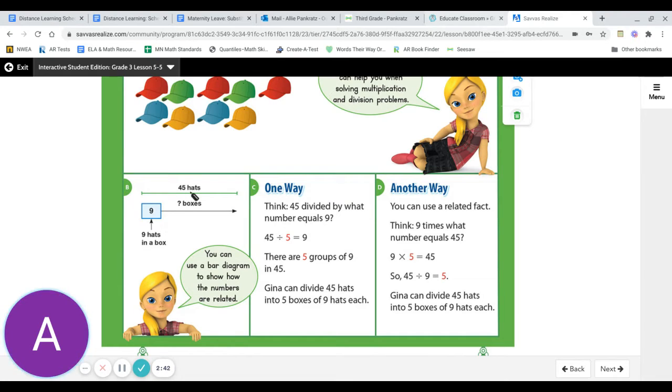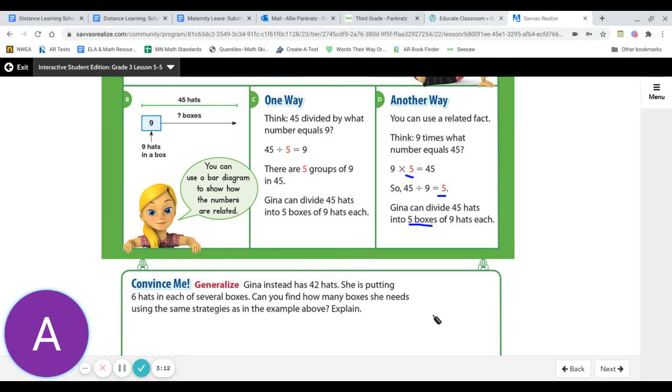They know they have 45 total. They wrote that at the top, 9 in each box. So one way we could think about 45 divided by what number equals 9? I know 45 divided by 5 equals 9. So there are 5 groups of 9 in 45. Gina can divide 45 hats into 5 boxes of 9 hats. We can also think about a related fact. 9 times what number equals 45? I know 9 times 5 equals 45. So she will have 5 boxes with 9 hats in each.